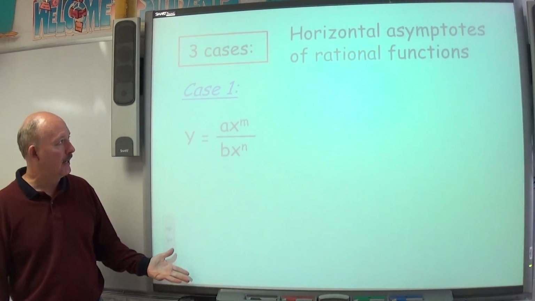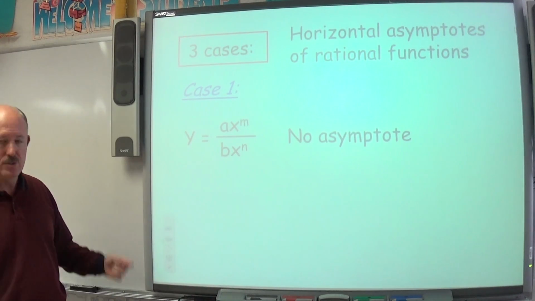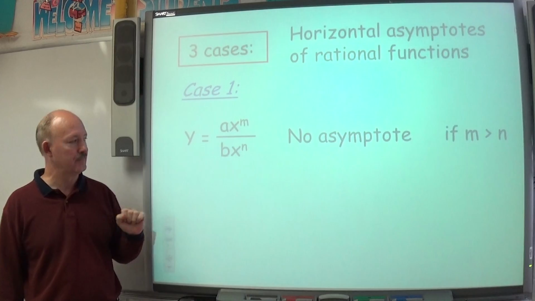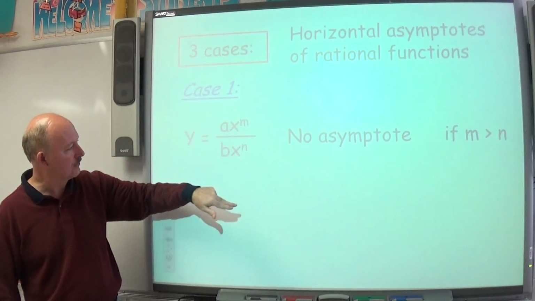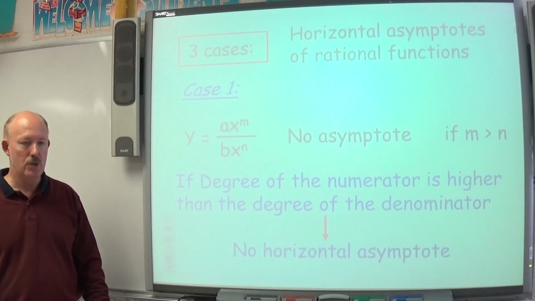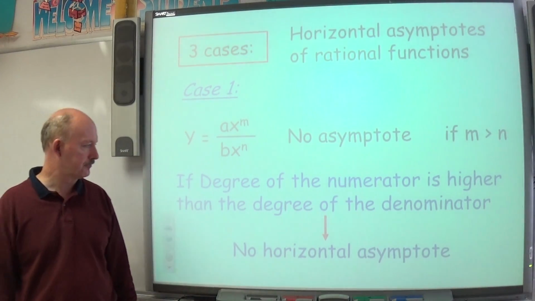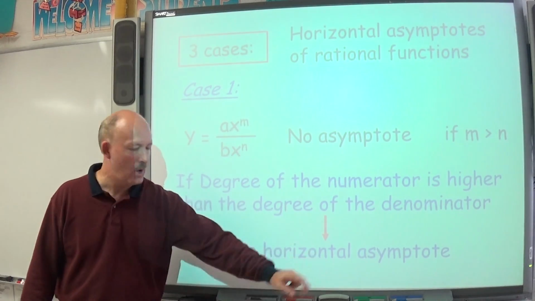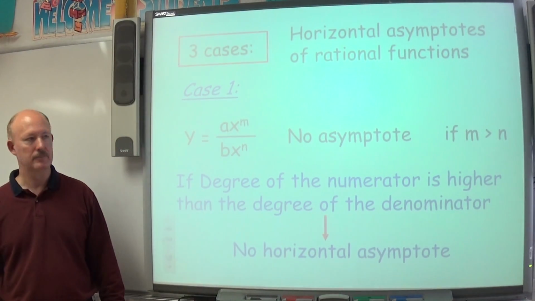All right, so the first case, we're going to have no asymptote if m is greater than n. So if the degree of the numerator is greater than the degree of the denominator, then there's no horizontal asymptote.